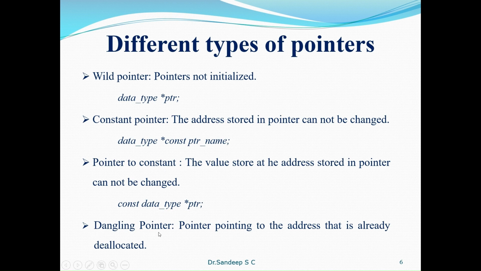Then we have something called the dangling pointer. It is a pointer pointing to an address that is already deallocated. Initially it was pointing to a particular location. That location is deallocated, but the pointer still exists in the program. That means it will be pointing to a memory location which is already deallocated or which does not exist. So that is a dangling pointer. That also we'll discuss with the application when we go for virtual functions. Especially in C++ we can understand this better, but in C also we come across such issues.